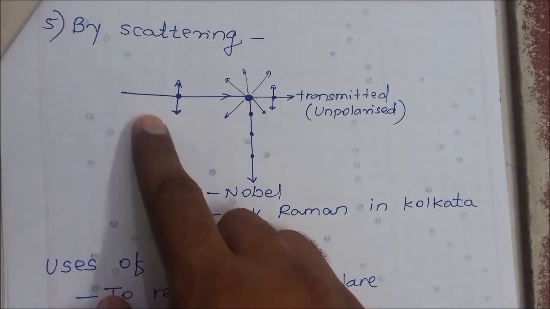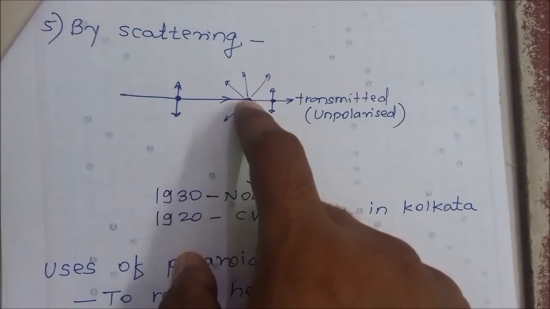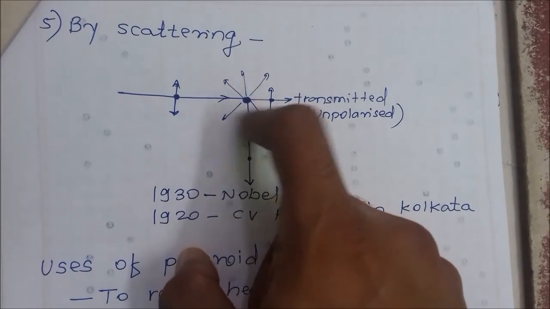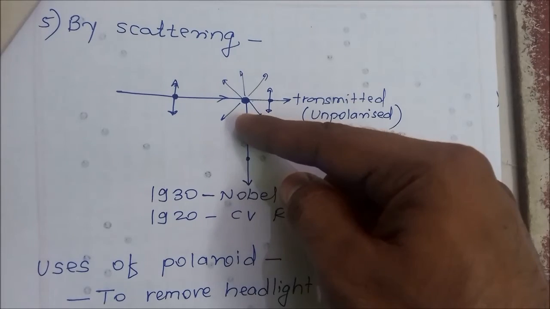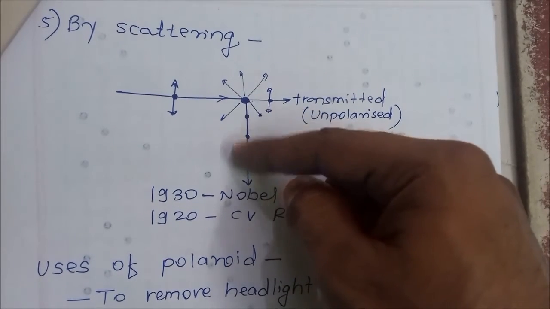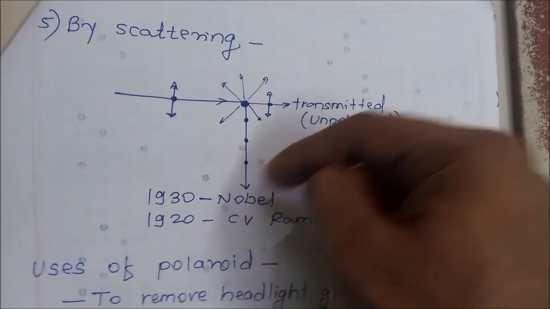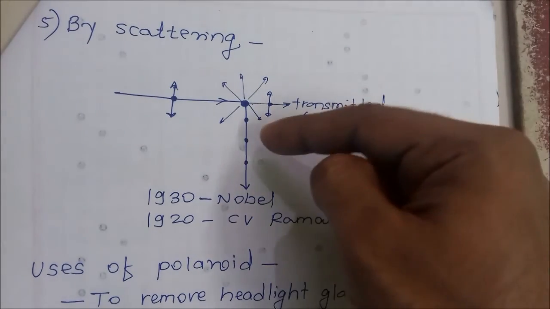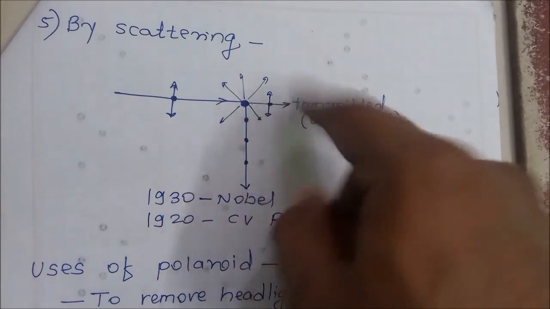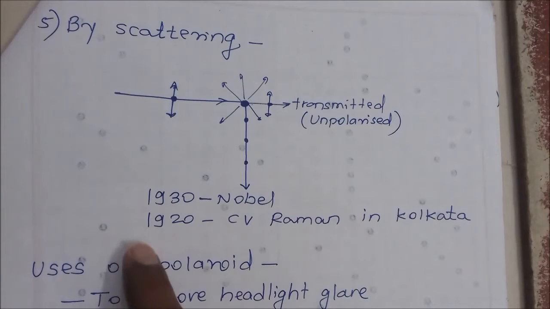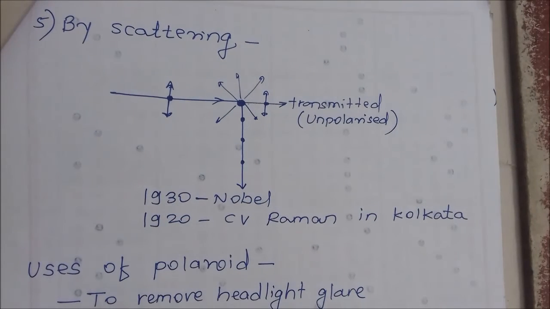Then scattering also produces plane polarized light. If light is incident on a particle, then light is scattered in all directions. Scattered rays in the perpendicular direction are plane polarized, and all other rays are not polarized. This was discovered by C.V. Raman in 1920, and in 1930 he got the Nobel Prize for that.